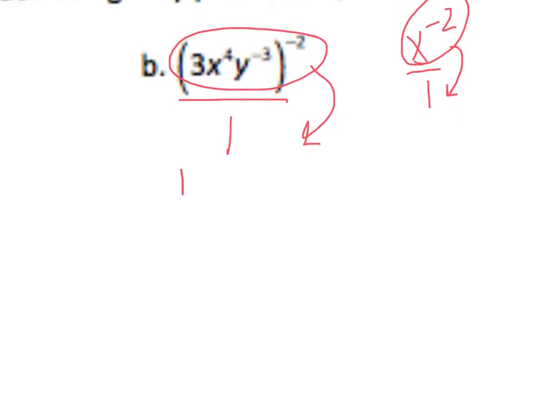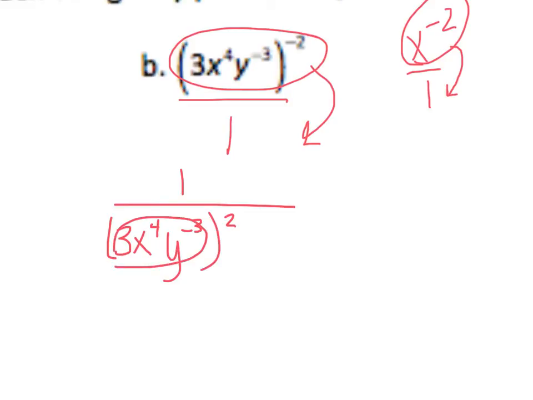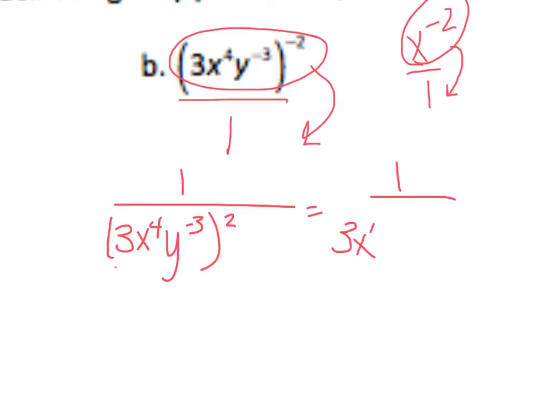So I'm going to have a 1 on the top over 3x to the 4th, y to the negative 3rd, to the 2nd. Notice nothing in the middle changed. It all stayed the same. There were no exponent changes, no variable changes, nothing changed except for the 2 on the outside. Now I'm going to write this twice. 1 over 3x to the 4th, y to the negative 3rd, 3x to the 4th, y to the negative 3rd.